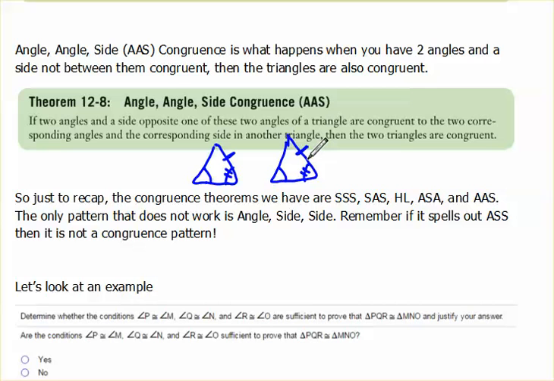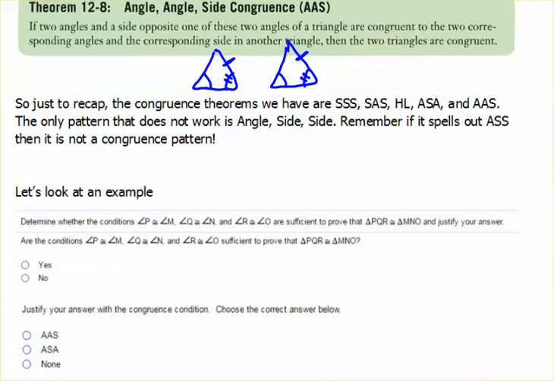If your pattern spells out the word ASS, then it is not a congruence pattern. So I want you guys to keep that in mind. There is no such thing as three angles. There also is no such thing as angle, side, side. Those are not congruence patterns. But basically, the other patterns work. Let's look at some examples and see how in the world this works together.